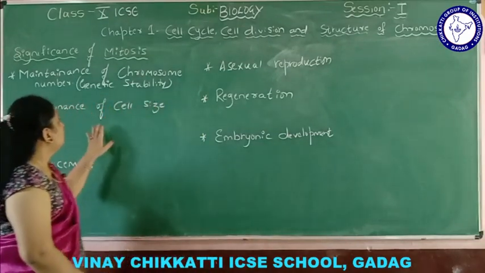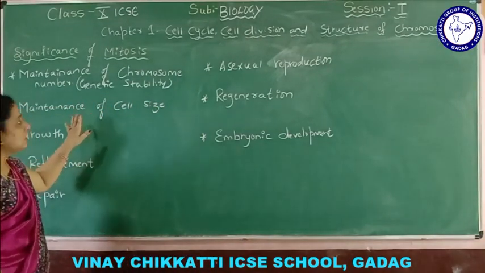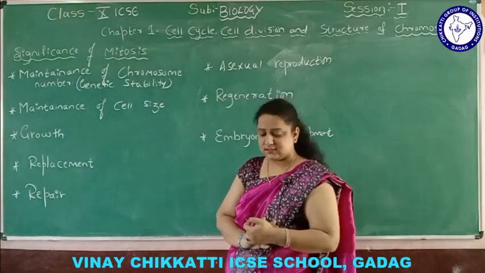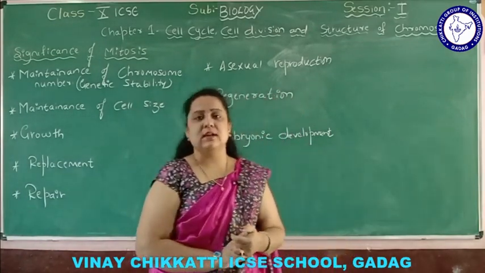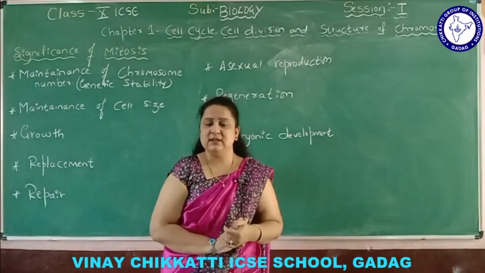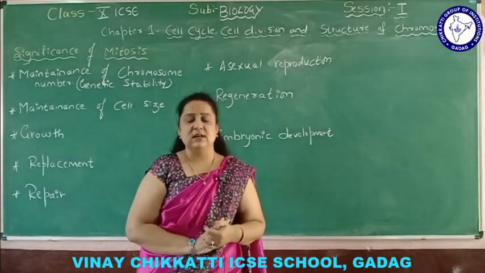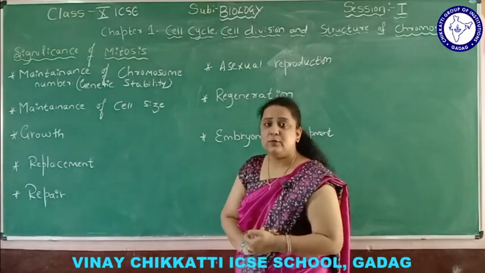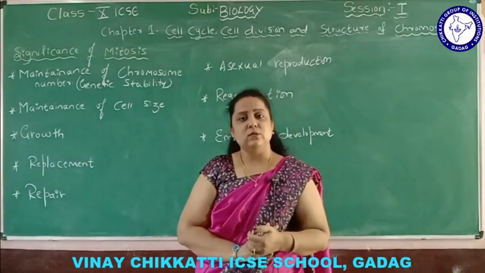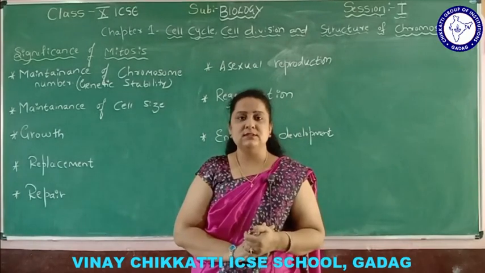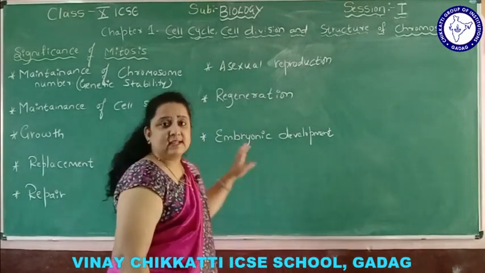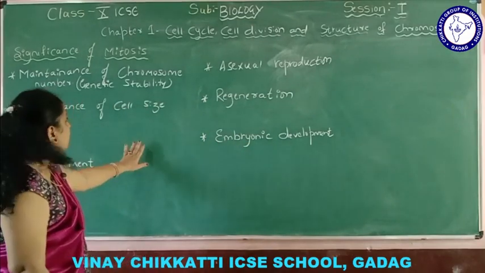So, we have already studied the stages of mitosis. Now let's see the significance of mitosis. What is the importance of mitosis? As you already know, mitosis is called equational division, where the chromosome number is equally distributed to the daughter cells. It is also known as somatic cell division because mitosis takes place in somatic cells. So let us see some of the significance or importance of mitosis.